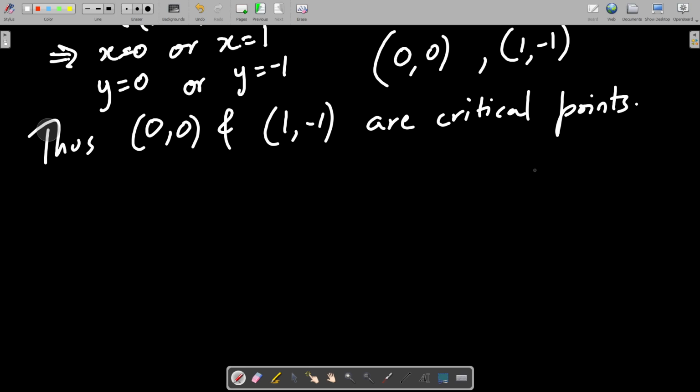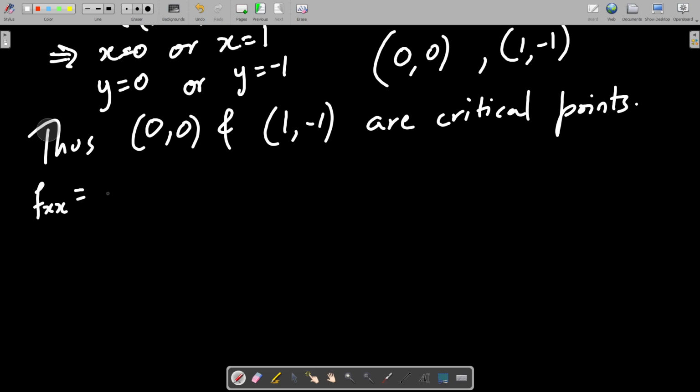So here there are no borders to calculate separately. So only find the critical points and classify them as maxima or minima. Nothing else you have to do. Okay, so this is kind of easier compared to the absolute maxima problems. Okay, so now we are finding the second order derivatives.